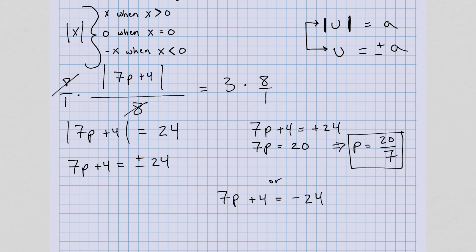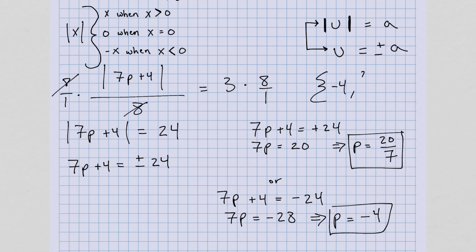Okay, for the second one, 7p plus 4 equals negative 24. Subtracting 4 from both sides, we get 7p equals negative 28. So that means that p equals negative 4, since negative 28 divided by 7 gives us negative 4. So we have our solution set: negative 4 and 20 over 7.